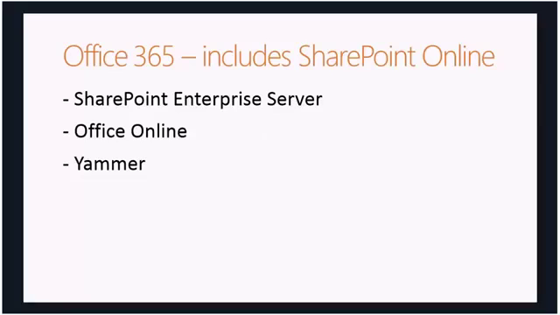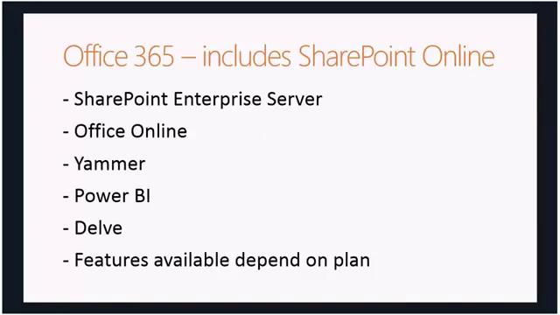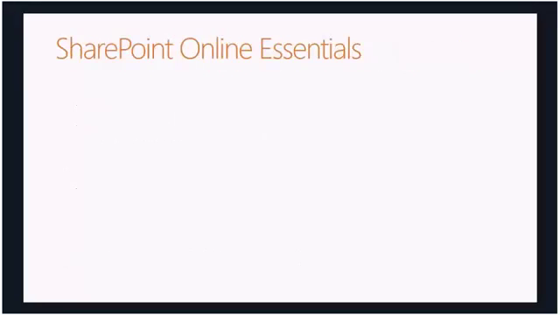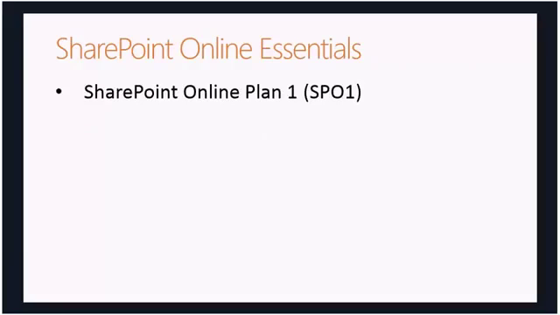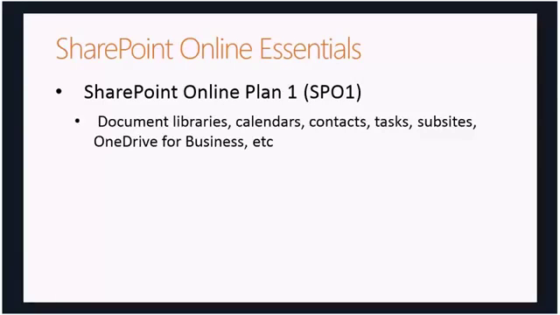So you will get access to Yammer, you'll get access to Power BI, you'll get access to Delve, and the features do depend on what plan you go for. There are a number of different SharePoint Online plans available, but at its core, it is SharePoint Enterprise Server and includes Office Online as well. The essentials about SharePoint Online are that there are basically two plans. SharePoint Online Plan 1 gives you all the basic stuff. It gives you document libraries, calendars, contacts, tasks, subsites, and also OneDrive for Business.